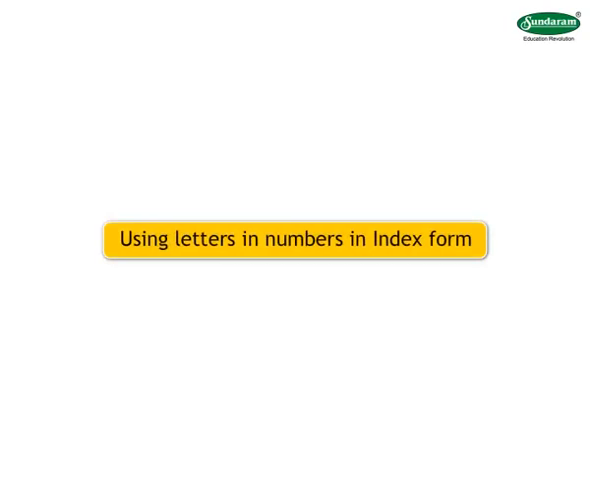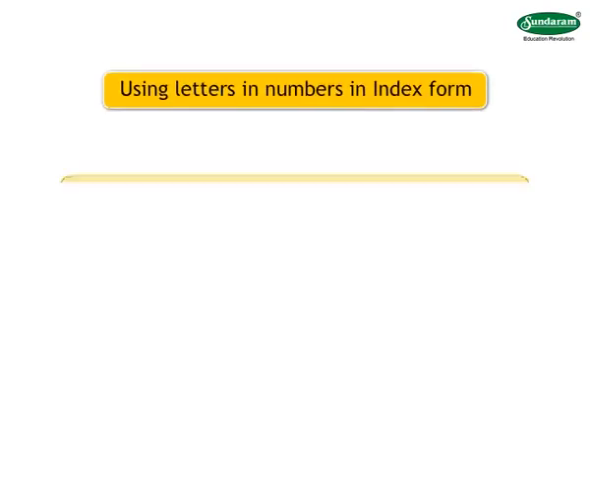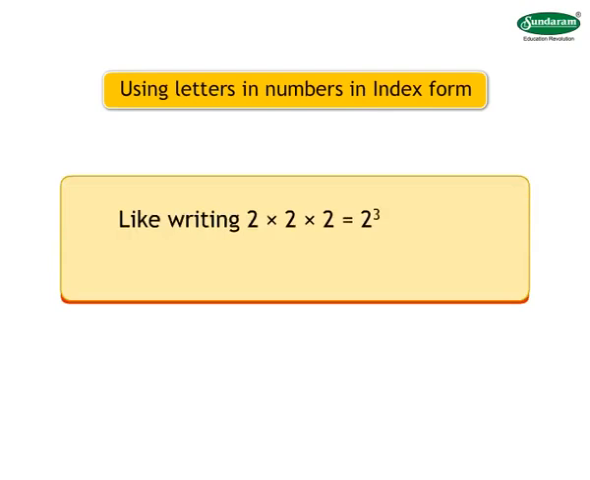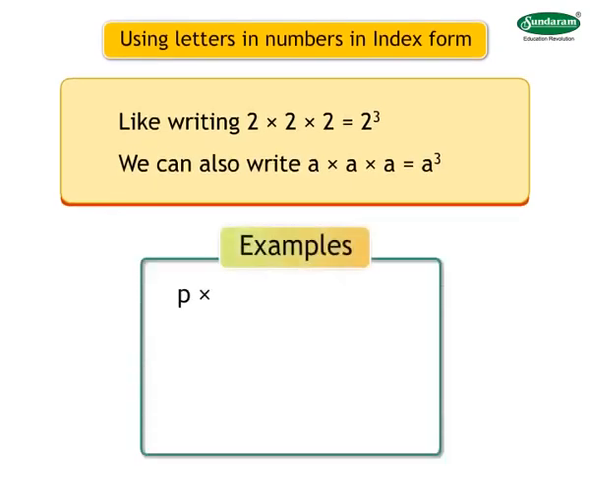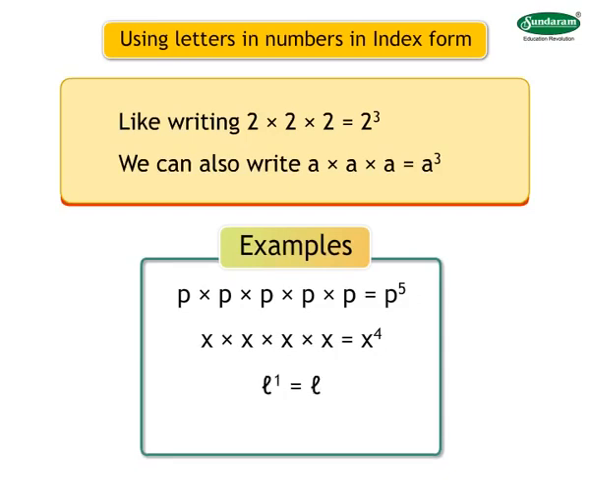Let us see how to use letters in numbers in index form. Like writing 2 into 2 into 2 equals 2 raised to 3. We can also write A into A into A equals A raised to 3. Examples: P into P into P into P into P equals P raised to 5. X into X into X into X equals X raised to 4. L to power 1 equals L. M to power 2 equals M into M.